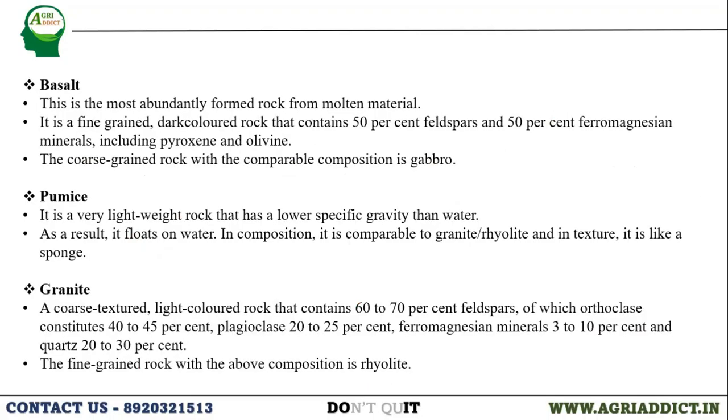So these are the major descriptive characters of some important kinds of rocks. Basalt is most abundantly found, dark colored, fine grain. See, fine grain. Where did we see this? In extrusive rock. Basalt is an extrusive rock, so it is fine grain. Like that you have to interlink all the concepts. It contains 50% feldspars and 50% ferromagnesian minerals. And the interesting thing is that there is a sister rock for basalt, that is gabbro. The only difference between them is basalt is fine grain, but gabbro is coarse grain. This is very important. Likewise, we will come across granite, which is coarse grain, and rhyolite, which is fine grain.